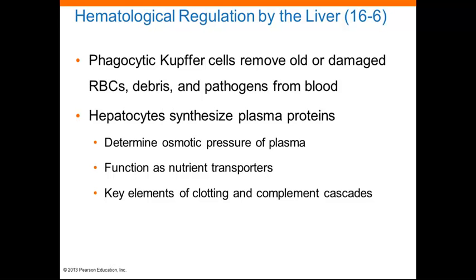The liver is the largest blood reserve in the body, and as blood passes through the liver, phagocytes remove aged or damaged red blood cells, any debris, or pathogens. Hepatocytes synthesize plasma proteins that keep the osmotic concentration of the blood consistent, like those involved in clotting and the complement cascade.